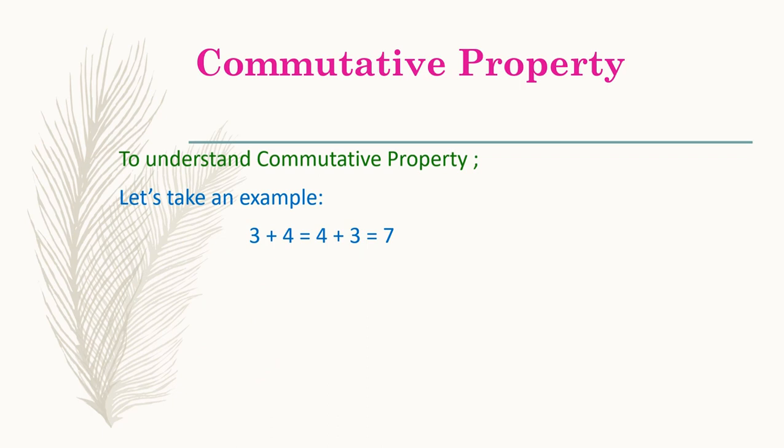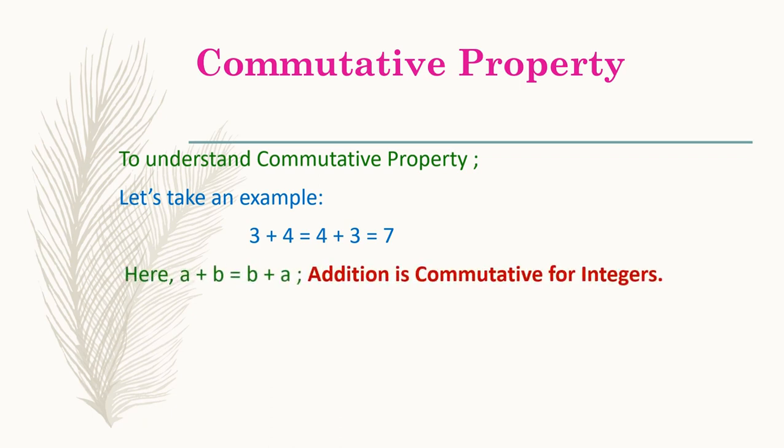Now to understand commutative property, let's take an example. 3 plus 4, or we can write it as 4 plus 3. The answer is the same. It means that on changing the order of integers while adding, their result remains the same. It means a plus b equals b plus a.